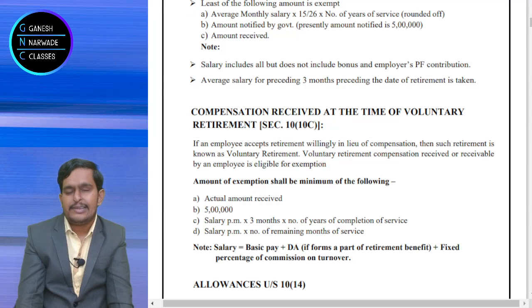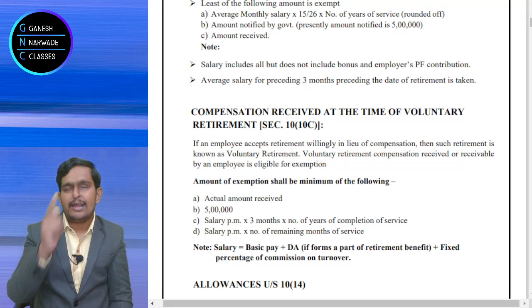Like somebody has to retire at the age of 60, but at 58 he retired. That means 2 years are there, right? So remaining months will become 2 years, in a year 12 months, so 24 months. So salary per month into 24 months is the fourth one.